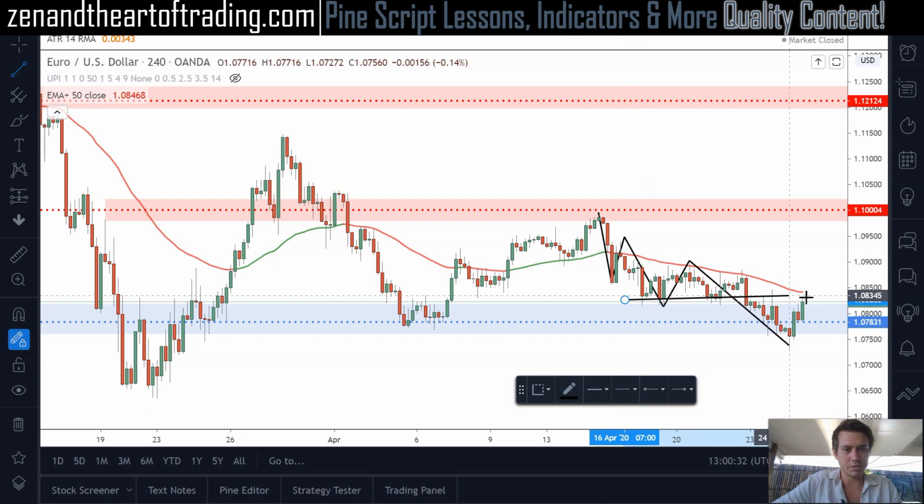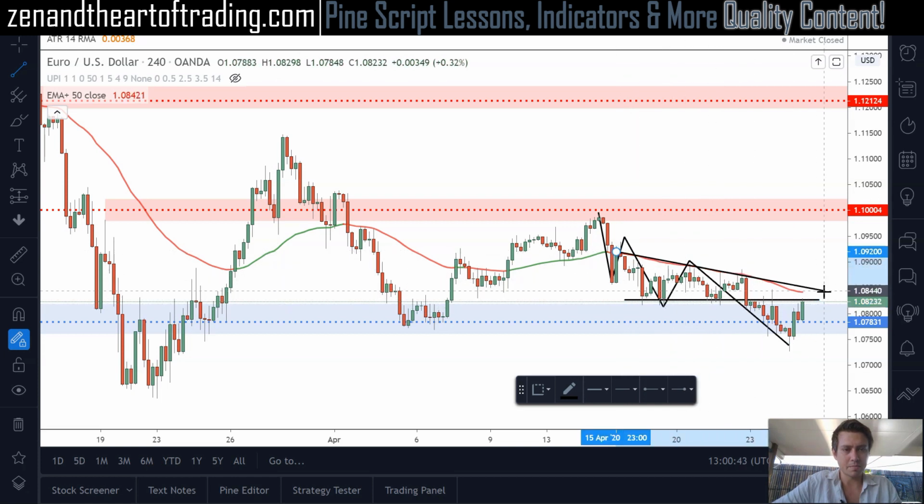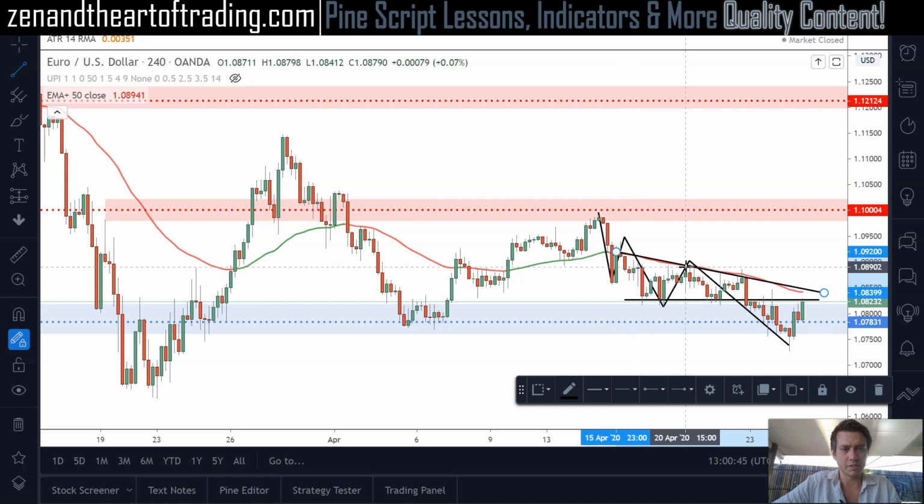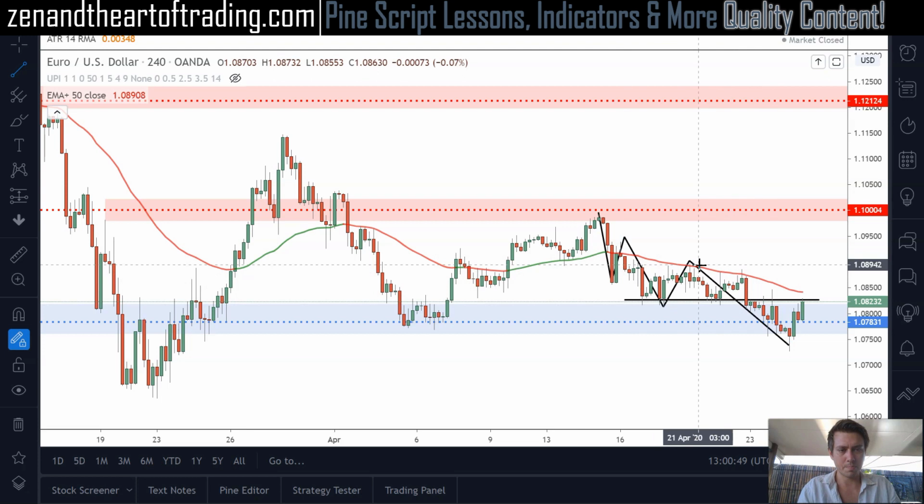We are coming back up to test the previous swing lows, the previous support in this 4-hour trend, and it does appear as though this 50 EMA is acting as resistance. Tested it multiple times and rejected off it. So that's bearish for this time frame.